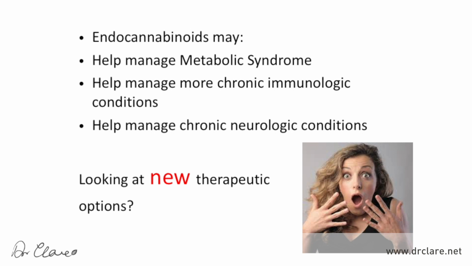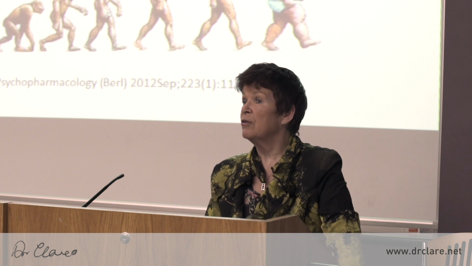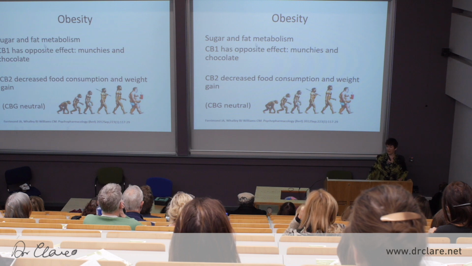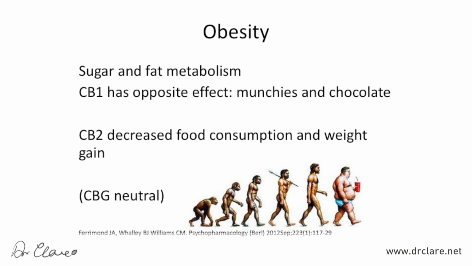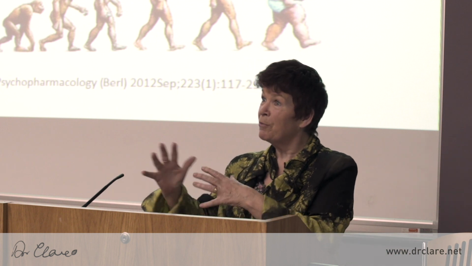Okay. So endocannabinoids may help manage metabolic syndrome, manage more chronic immunological conditions and chronic neurological conditions. And this is the herbalist going, new? What are they talking about, new? Obesity. CB1, which is the psychoactive endocannabinoid, has the opposite effect, and you get the munchies. And you stock your chocolate before you take the psychoactive cannabinoids, because the chocolate enhances the effect. We knew all this before they did the science. Do you see what I mean?